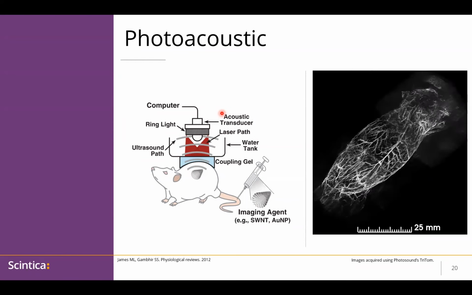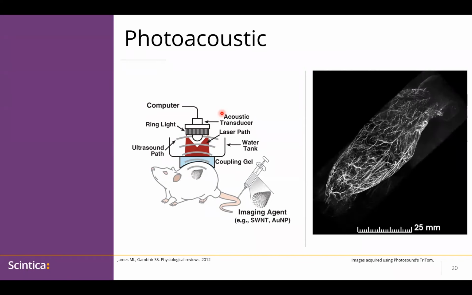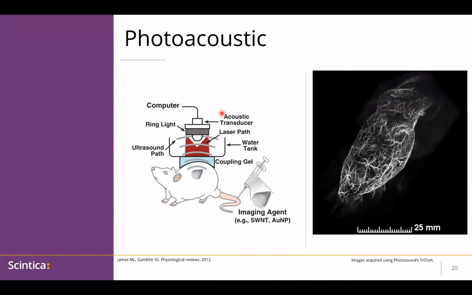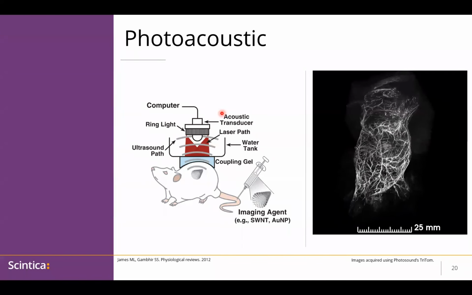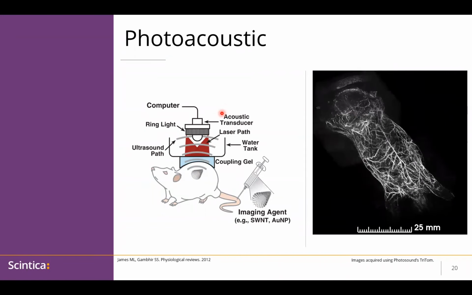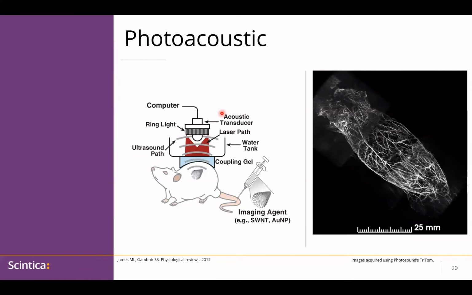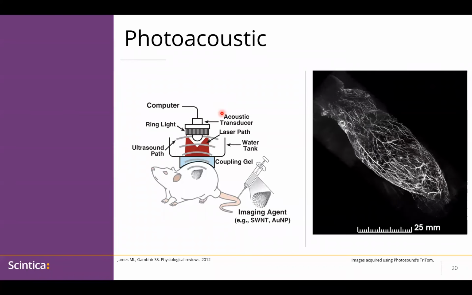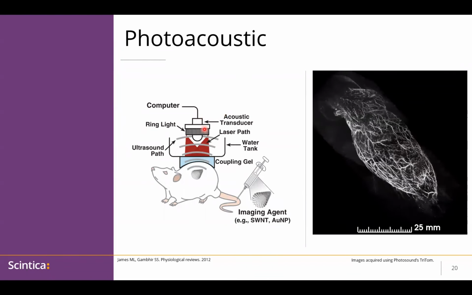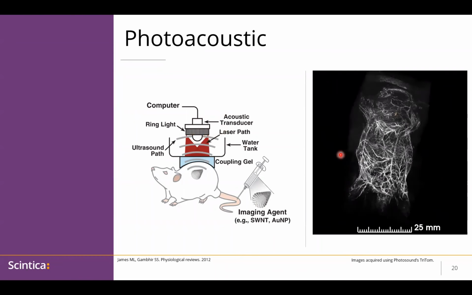In this case, we're going to use a laser at a very specific wavelength to excite, or to have the light absorbed by, the specific agent that we're looking to target. When that light is absorbed, there's a very temporary and small rise in temperature, which causes a thermoelastic expansion to take place. This results in the emission of an acoustic wave, which is then detected by an ultrasound transducer. We can then generate images like what you see here.